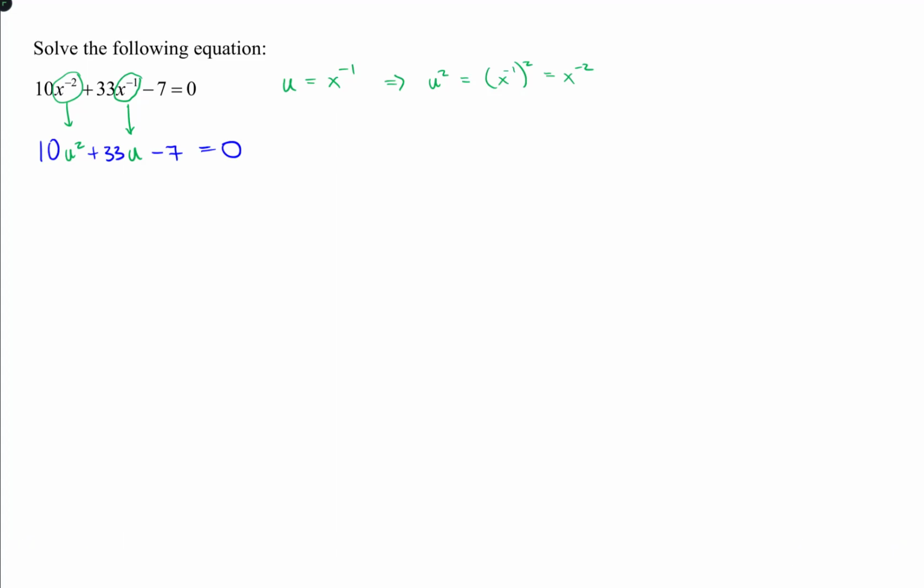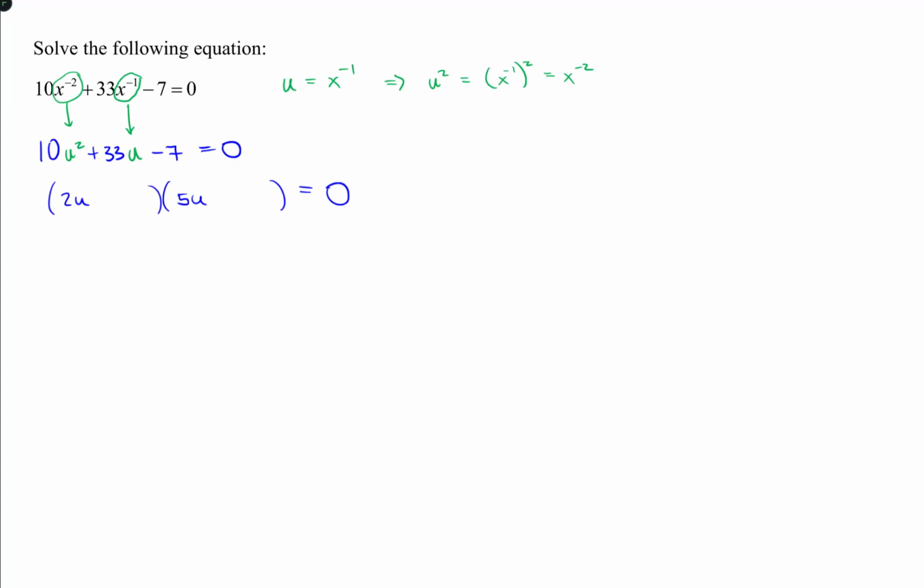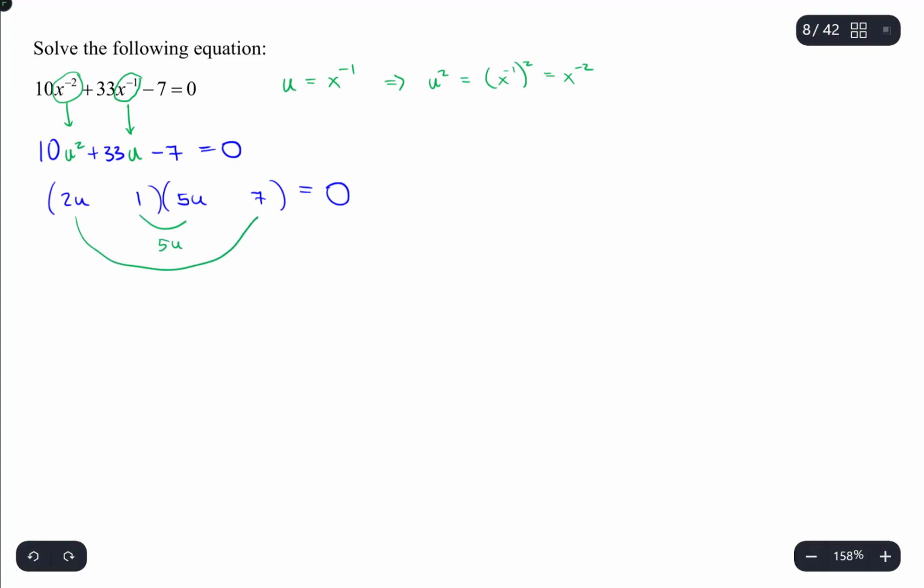And because it's a quadratic, I can try and factor this. So let's see, this might be one of the more challenging ones to factor, but I'm going to give it a try. So two things that multiply together to give me 10u squared, I'm going to try 2u and 5u. And then two things that multiply to 7, I will go with 1 and 7 because those are my only real possibilities.